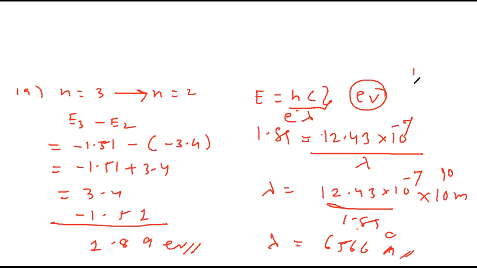You could have also done 1 upon lambda is R into 1 upon 2 square minus 1 upon 3 square. So if it recollects, this is nothing but first line in Balmer. Just now we got 6561 answer. So closest answer is that 6566.